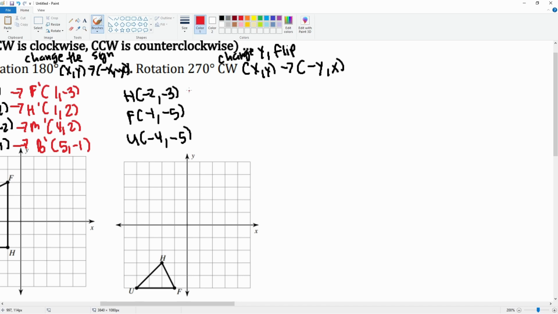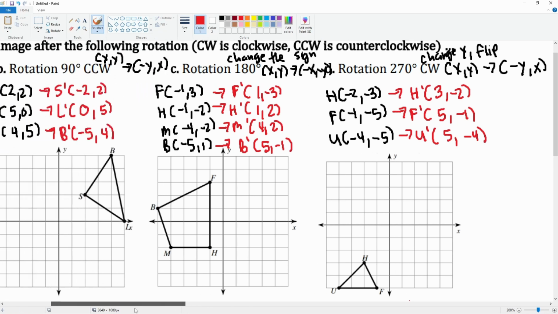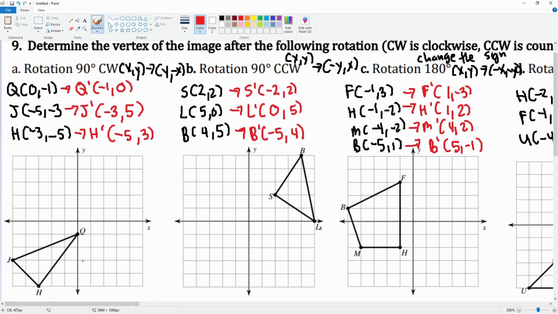Perfect. All right, so it's going to undergo a rotation of 270 clockwise to make H prime. We change the value of the y, so it becomes a positive 3, and negative 2. F prime, this is a positive 5, negative 5 becomes positive 5, and the negative 1 goes in for the y. U prime, negative 5 becomes a positive 5, the negative 4 just goes into the y spot. So there you go. So make sure you know the rules, and then you apply the transformation rules there. You could graph the points if you want to double check your work.